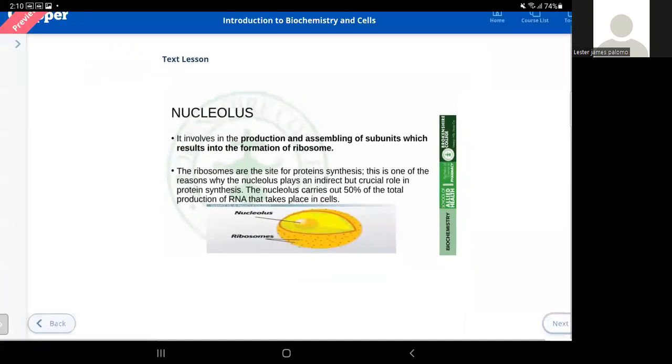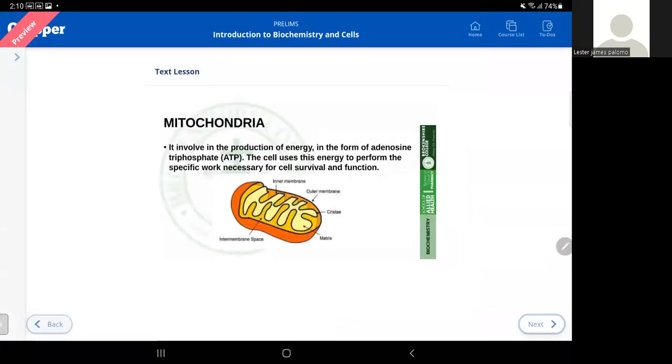Next to the nucleolus, we have your mitochondria. Of course, it's easy if you are asked, right? Even if I ask now, you can answer quickly. What is the function of mitochondria? The powerhouse of the cell. It involves the production of your energy in the form of ATP, or adenosine triphosphate. And the cell uses this energy to perform the specific work necessary for the survival and function of the cell. So that is your mitochondria.